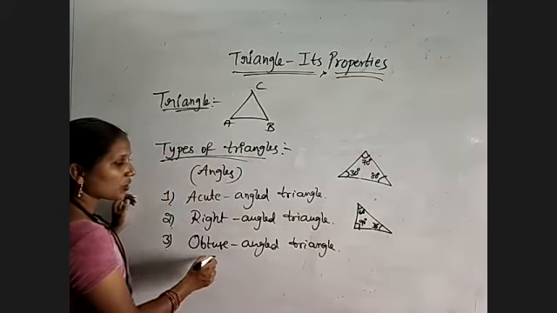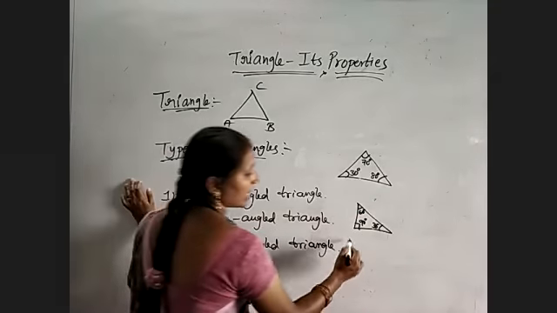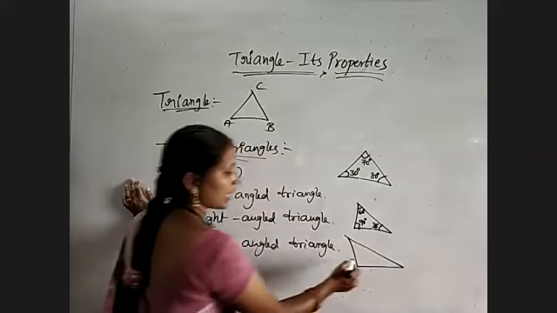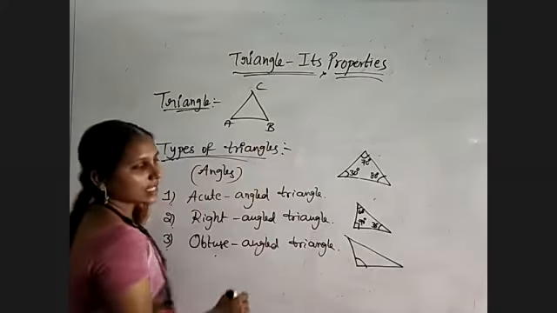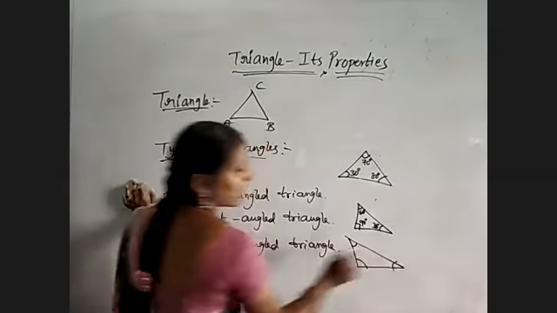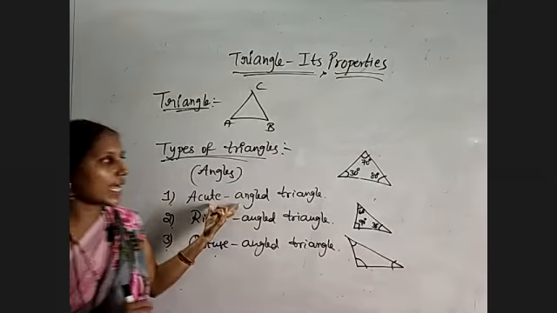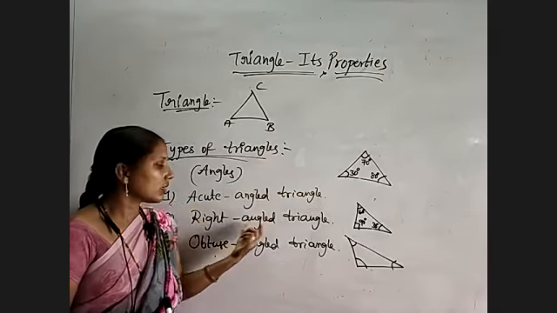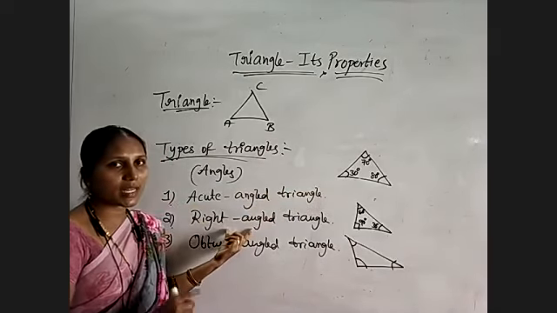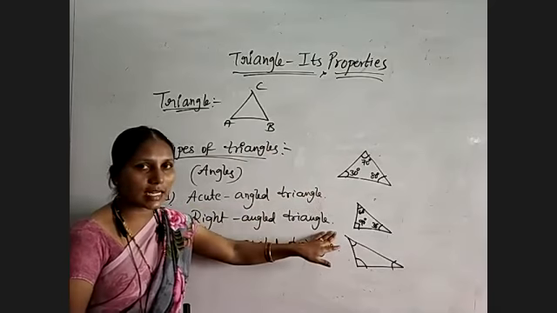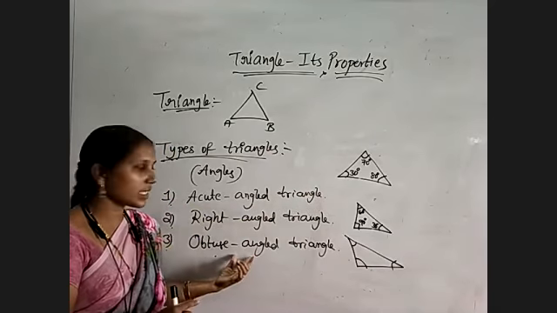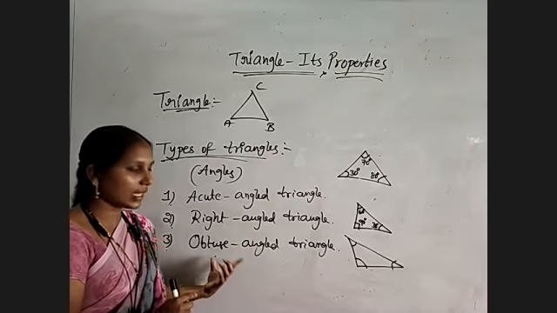And next, coming to obtuse angled triangle, any one of the angles is more than 90, means an obtuse angle. Such type of triangle is said to be an obtuse angled triangle. If all the three angles are acute angles, that is an acute angled triangle. One angle is a right angle, remaining two are acute, that is a right angle triangle. And one angle is an obtuse angle, remaining two are acute angles, that is said to be an obtuse angled triangle.